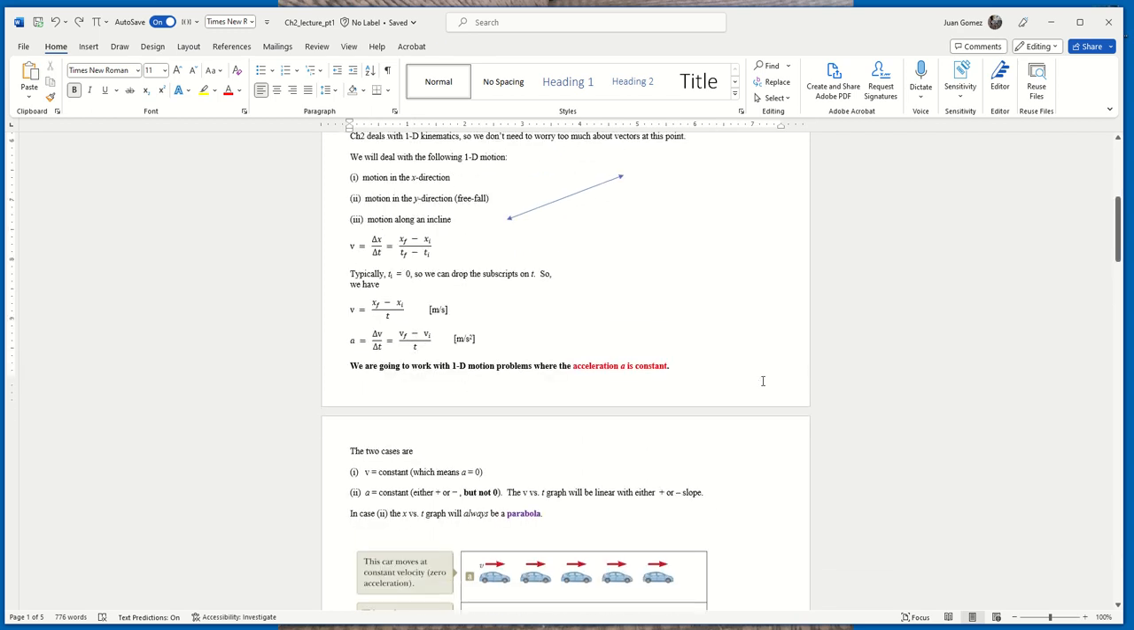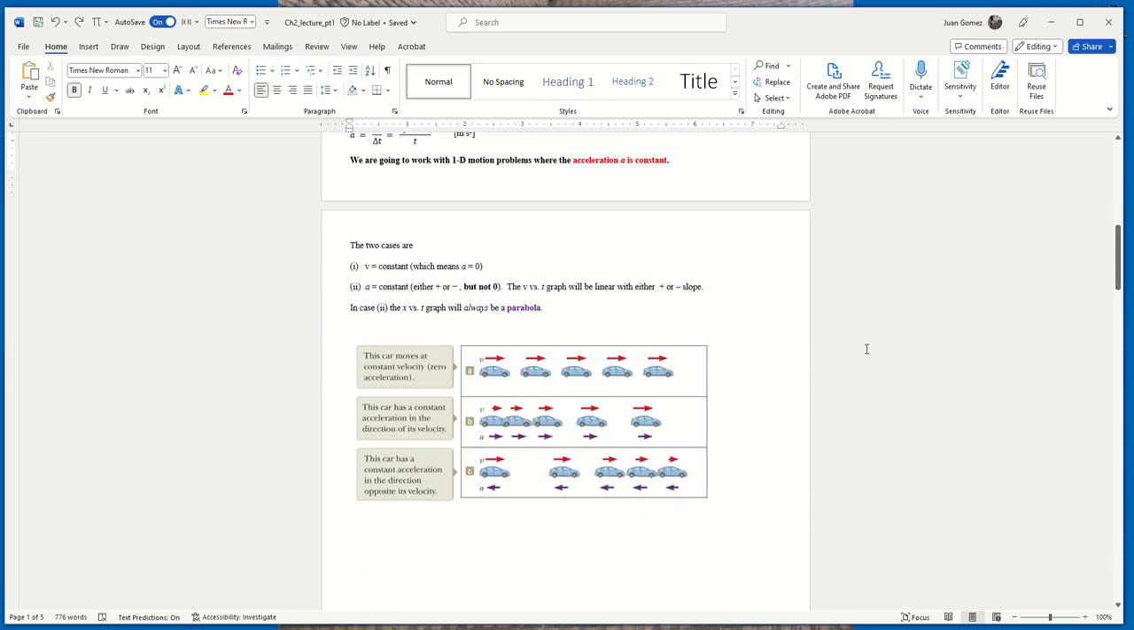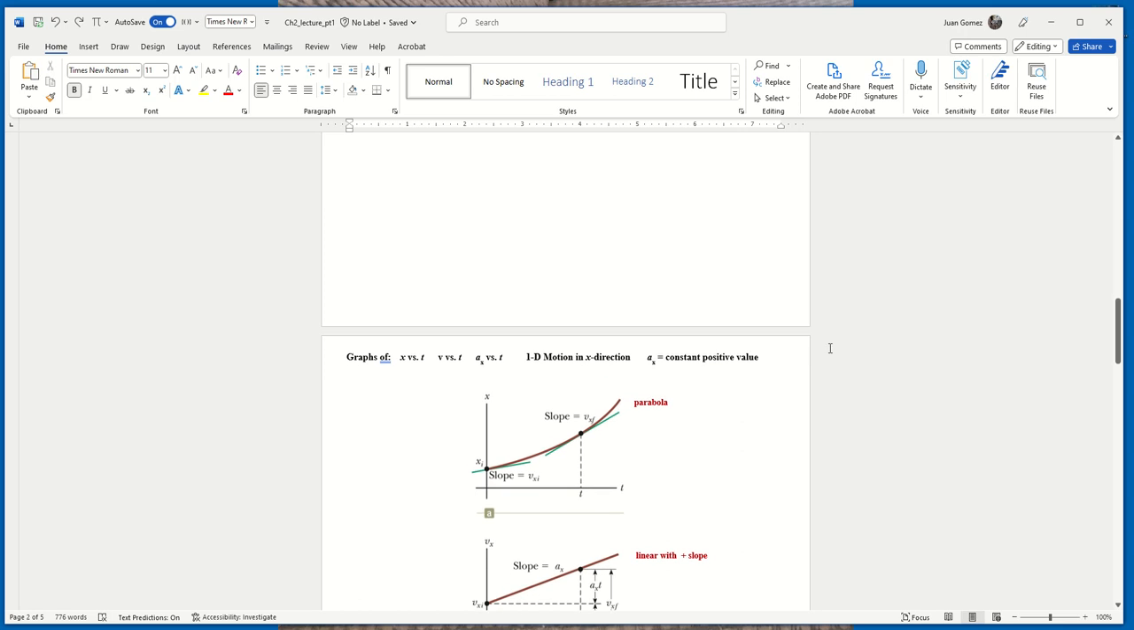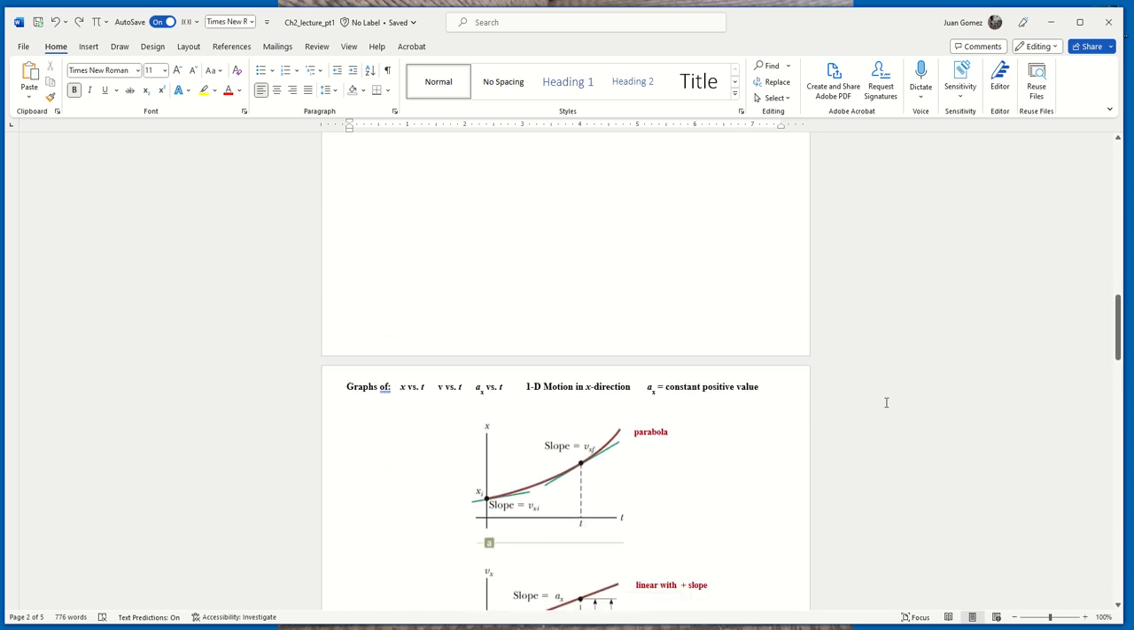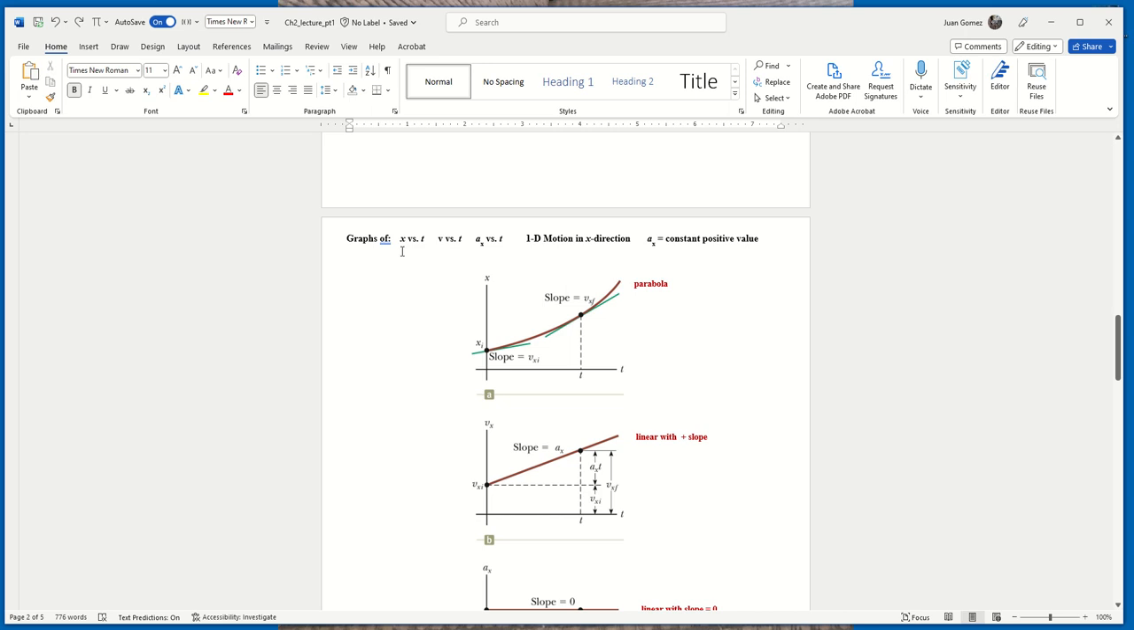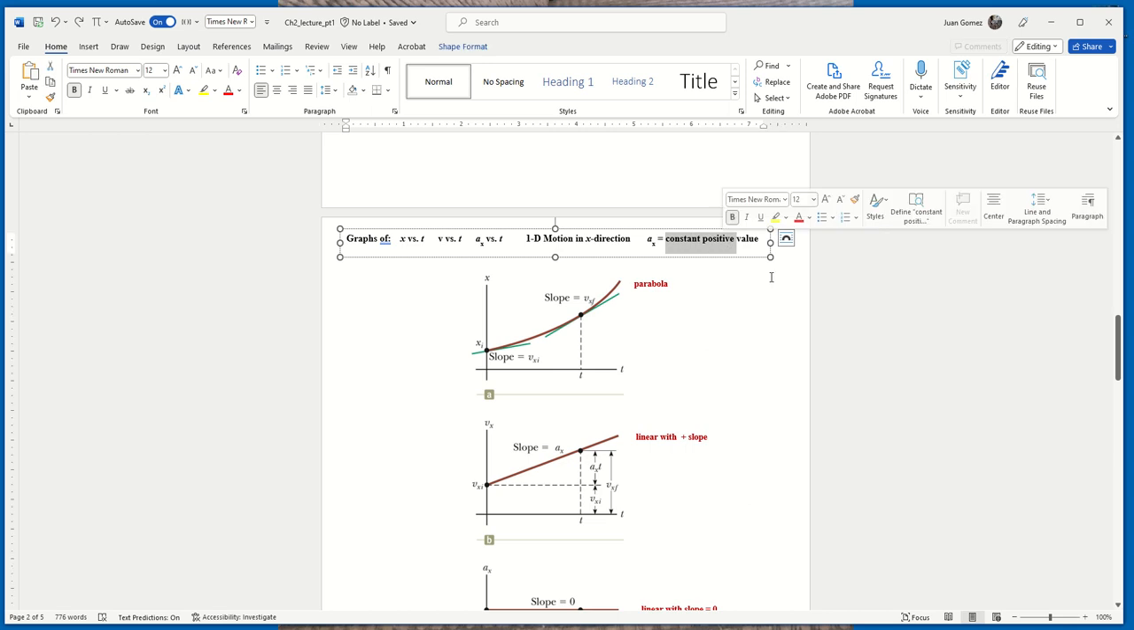Well, with these equations, you have v is xf minus xi over t, and a is equal to vf minus vi over t. Well, we can derive... Oh, before I get to that, I got ahead of myself. I apologize. Let's look at the graphs of x versus t, v versus t, and a_x versus t, just meaning right now we're dealing with 1D motion in the x direction.